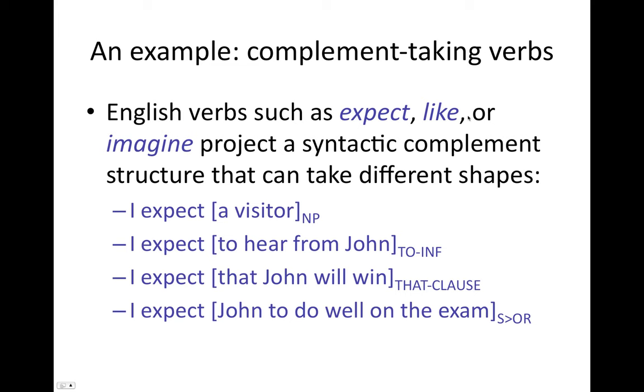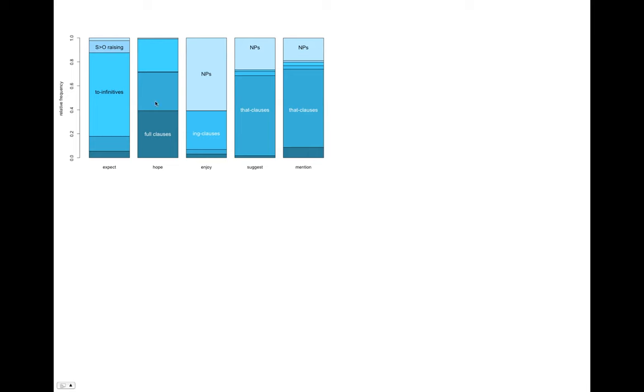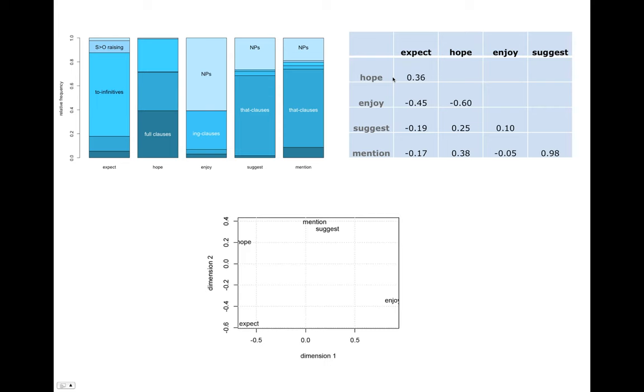And other verbs than expect, like, will have a different profile, right? So you can compare expect, like, and all the other verbs with regard to these multidimensional profiles and try to represent that on a two-dimensional surface. Here I just have five verbs compared: expect, hope, enjoy, suggest, and mention. You can immediately see that suggest and mention are very similar in their syntactic profiles, and expect, hope, and enjoy are fairly different from one another. Maybe enjoy is the closest to suggest and mention, but it's hard to tell, really. From such a frequency profile, you can derive what's called a distance matrix, and from such distance matrices, you can get a two-dimensional plot.